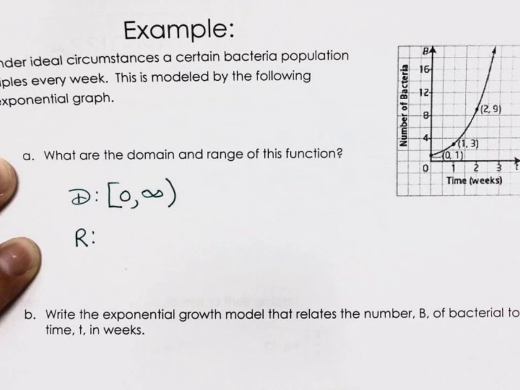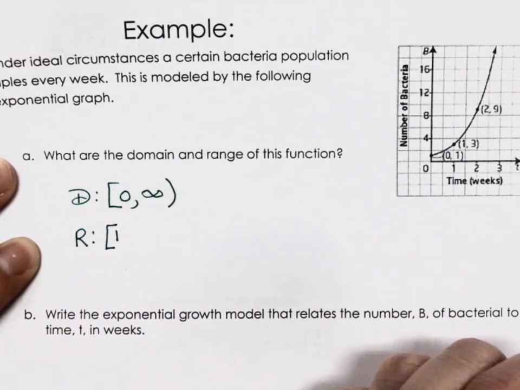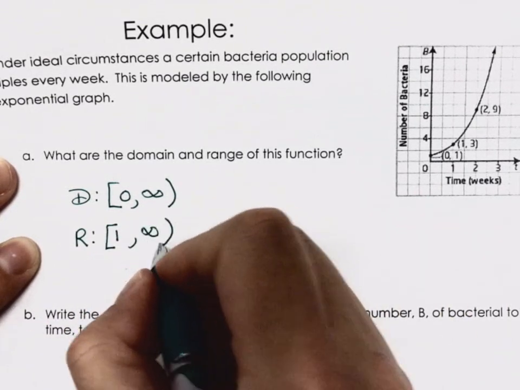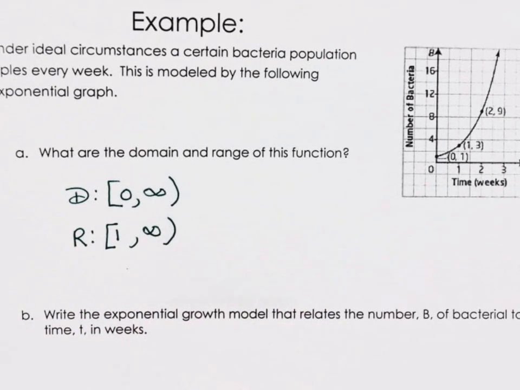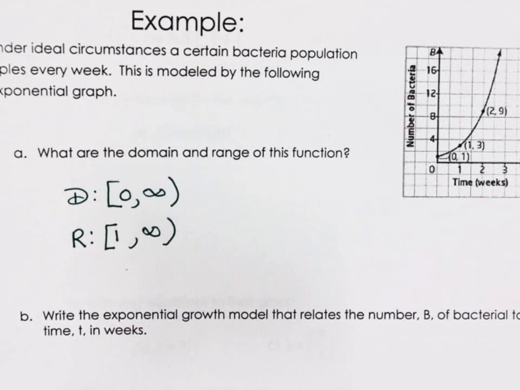Okay, let's talk about range. Where am I? Where's my graph starting? Where's the range starting at? 1. I'm starting with a single bacteria, and I include it, and what's going to happen to my number of bacteria? It's going to head to infinity. Okay, that's exciting.